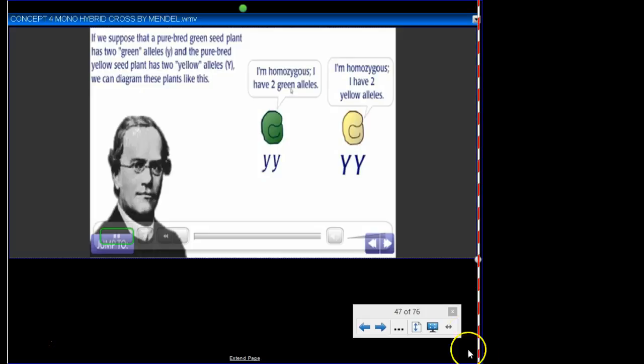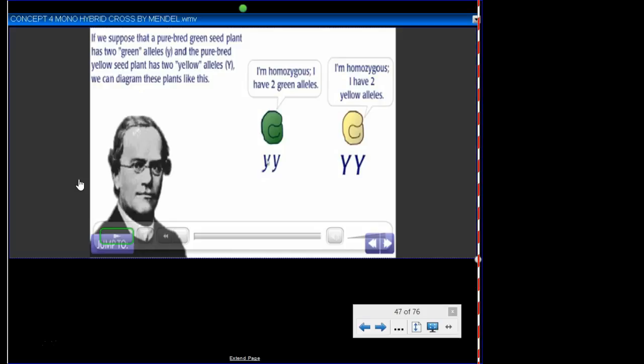Any hypotheses as to why crossing these two peas would result in pealets, baby peas, that were all yellow? What do you think, Sylvan? Because you would need to have two little y's for it to be a green one.